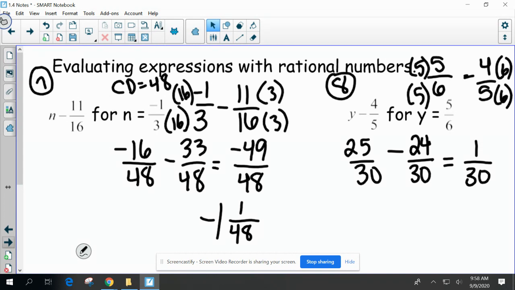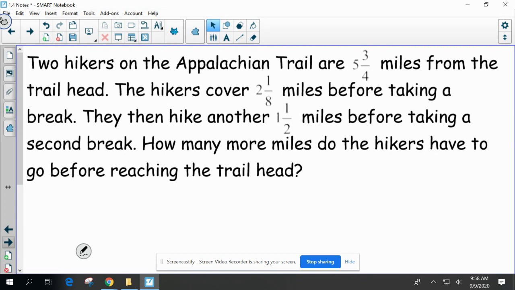Okay, so next we're going to do a word problem, which you wouldn't have to write down all the words, just follow along. All right, so 2 hikers on the Appalachian Trail are 5 3/4 miles from the trailhead. The hikers cover 2 1/8 mile before taking a break. Then they hike another 1.5 miles before taking a second break. How many more miles do the hikers have before reaching the trailhead?